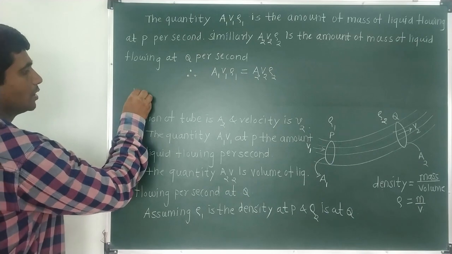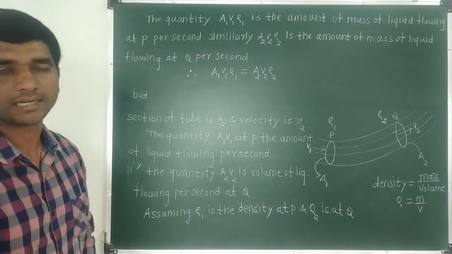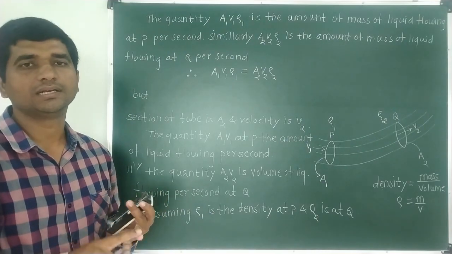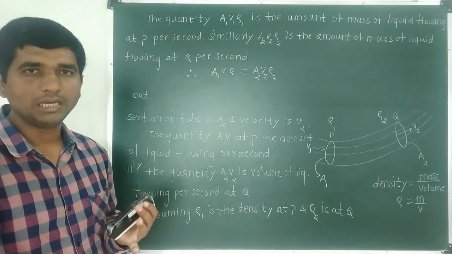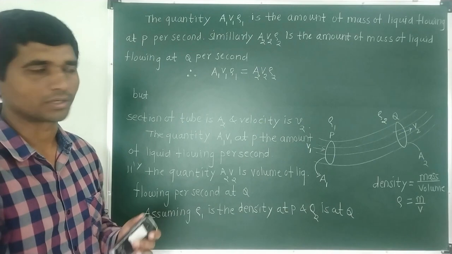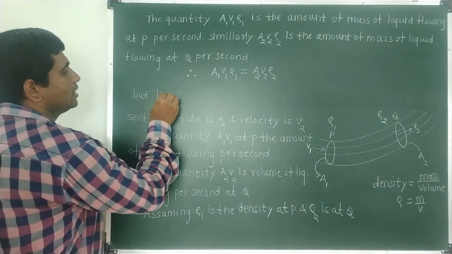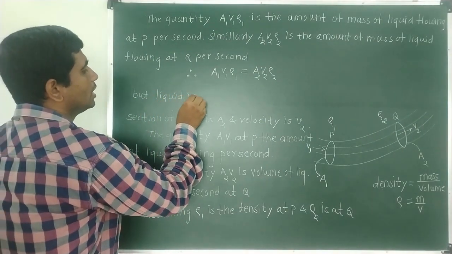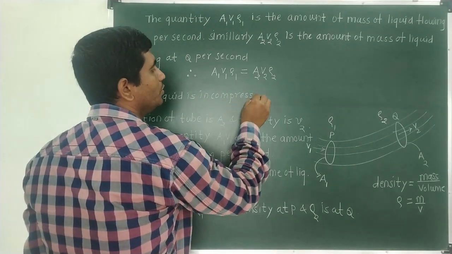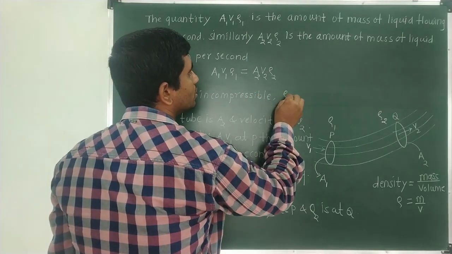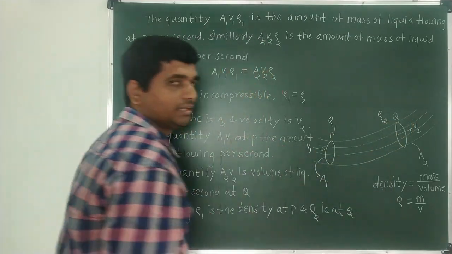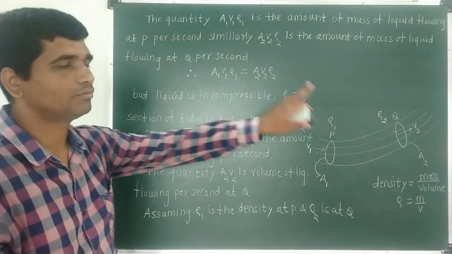But we have already considered that fluids are divided into two categories. One is called gas and another is called liquid. Okay, a liquid possesses the property that it is an incompressible fluid. Liquid is incompressible. And for an incompressible liquid, we know that its density remains constant. It means whatever the density is at the point P, the same density will be there at point Q. So rho 1 is equal to rho 2.